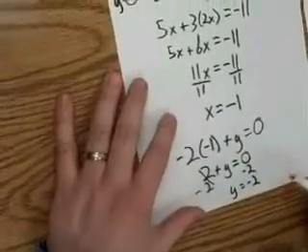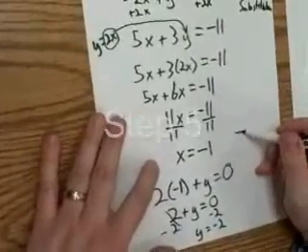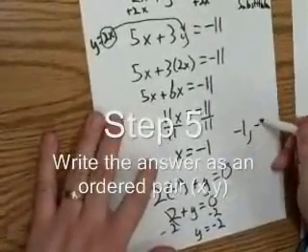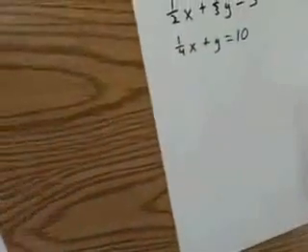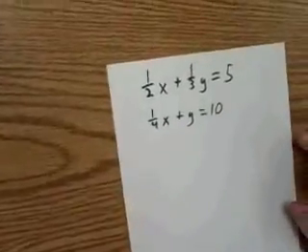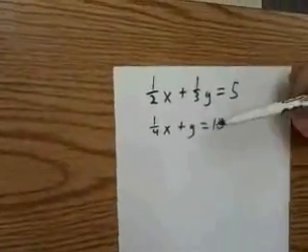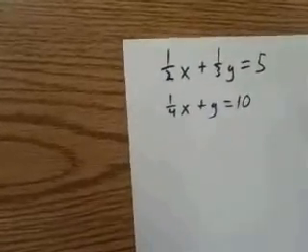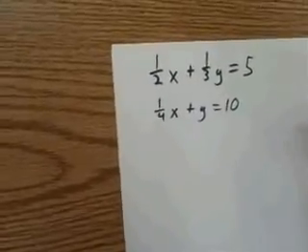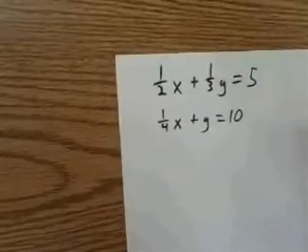Now all I have to do is write my answer as an ordered pair. It's going to be negative 1, comma, negative 2. I have one more example for you on solving by substitution, and this is the real doozy of the paper. What we've got is fractions, fractions, and more fractions. So in order to solve this, we're going to have to do quite a few steps, but we're going to go through everything in the exact same order.